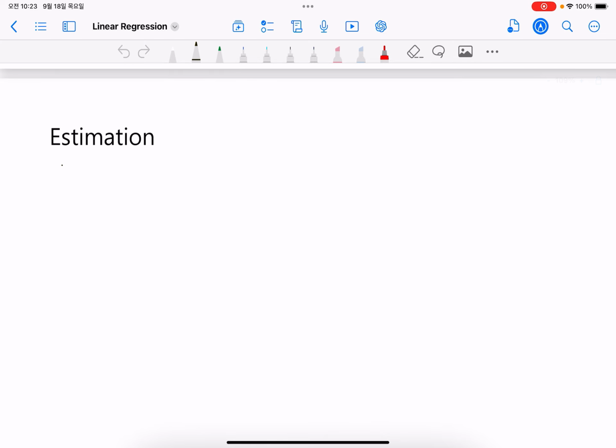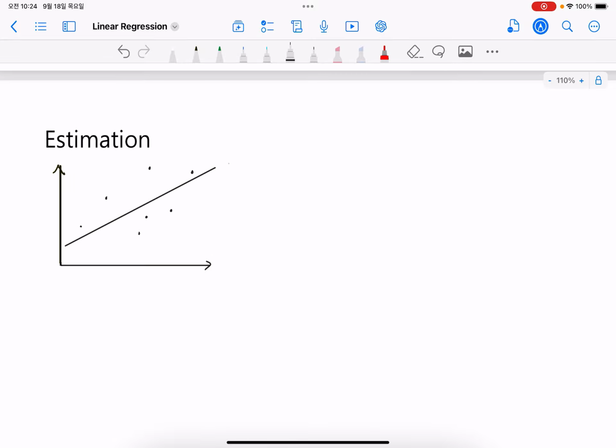So let me first plot the graph. Let's say there are these data points, and this is the regression line. And here you're seeing the regression line. Let me make it a bit thicker. So y equals a plus b times x. But here, let me use alpha plus beta times x.